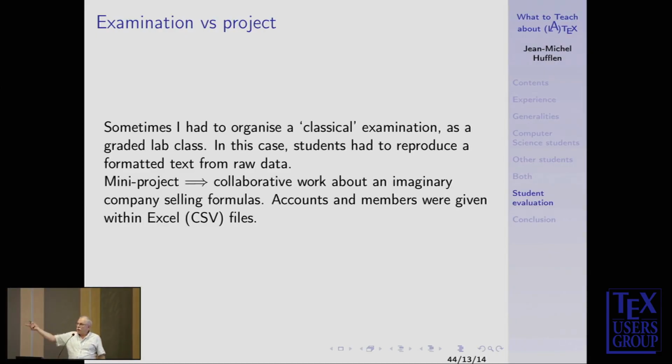This year for advanced students, that is computer science, for the second year consecutively, I give them a mini project. I will translate this mini project into the complete article for TUG 2025. In fact, that is collaborative work about an imaginary company selling physics formulas. So some students have to typeset many complicated formulas in physics.